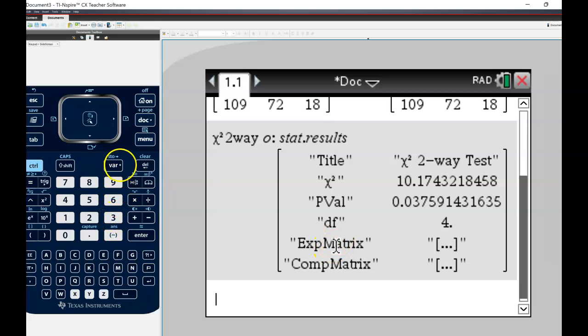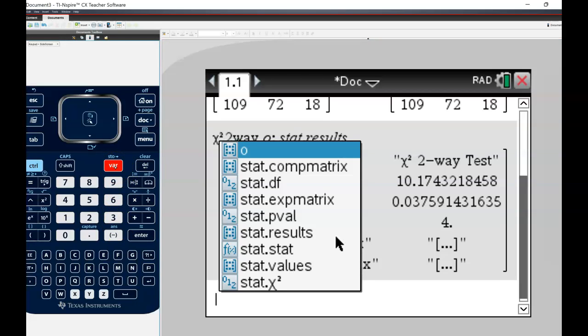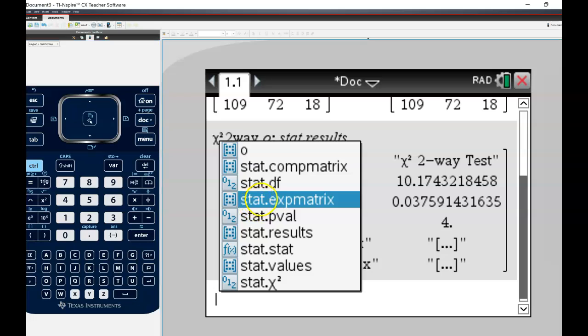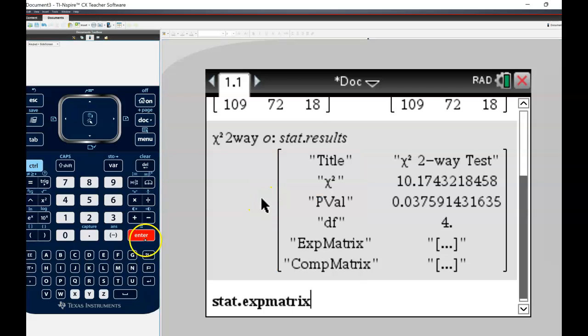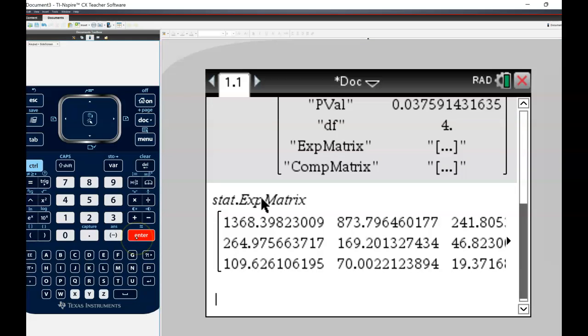If you go to the column where it's 963, above the 9, the variable key, if you hit the variable key, once you perform the test, you get all these variables. And we want the expected matrix, so you would click that and hit enter, and it gives the expected value of all. So put the video on hold, and I want you to fill in the expected.